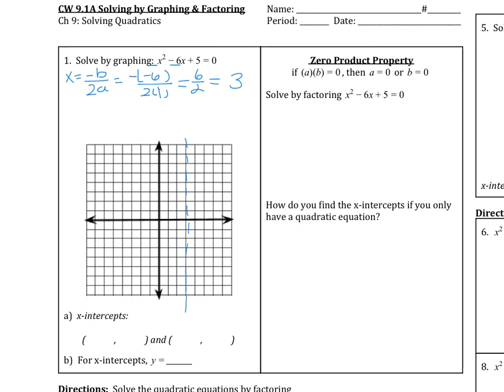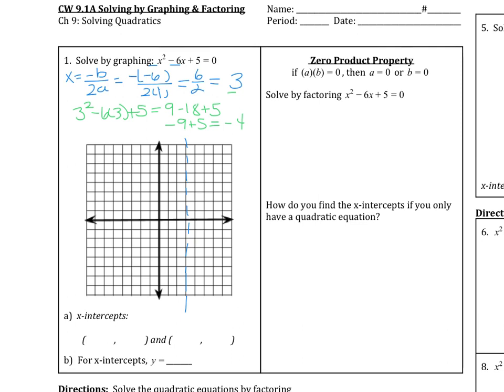So our vertex is somewhere along that line. In order to find the y value, you need to take 3 and plug it in. So we plug in 3 squared minus 6 times 3 plus 5. So this is 9 minus 18 plus 5. So 9 minus 18 is negative 9 plus 5, and negative 9 plus 5 is negative 4. So let's go ahead and graph this.